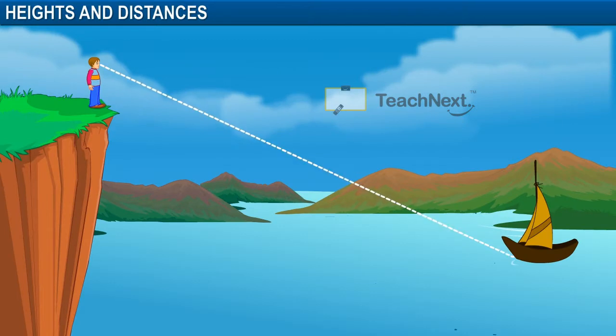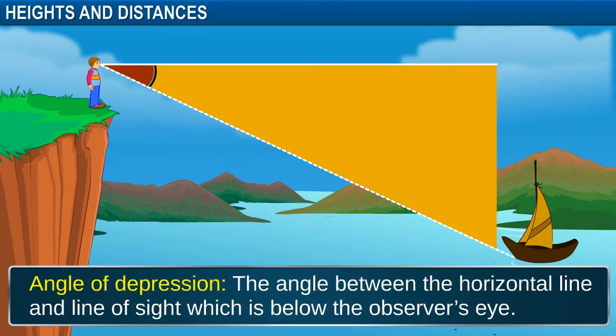Suppose the observer is standing on the edge of a cliff and observing a boat on the water. The line of sight will be as shown. Here, the angle between the horizontal line and line of sight, which is below the observer's eye, is called the angle of depression.